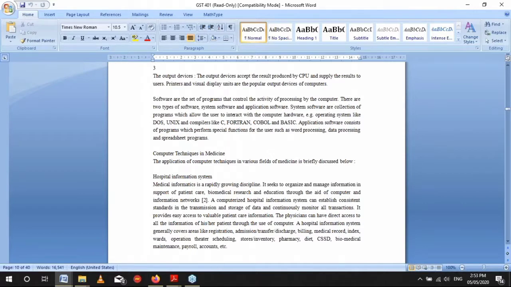Okay, let us go to software. The software are the set of programs that control the activity of processing by the computer.